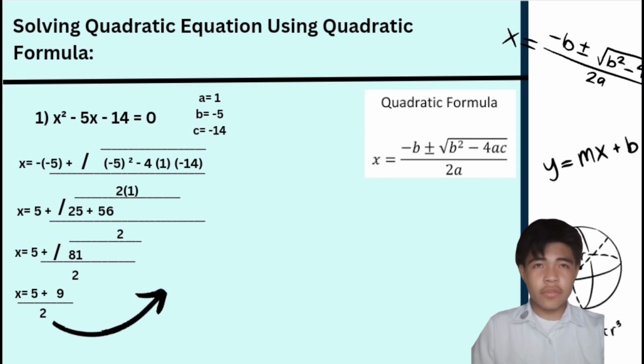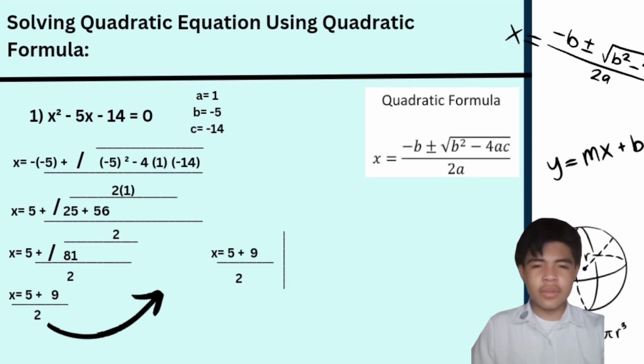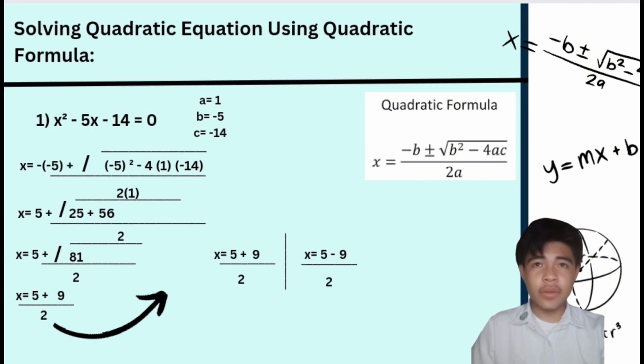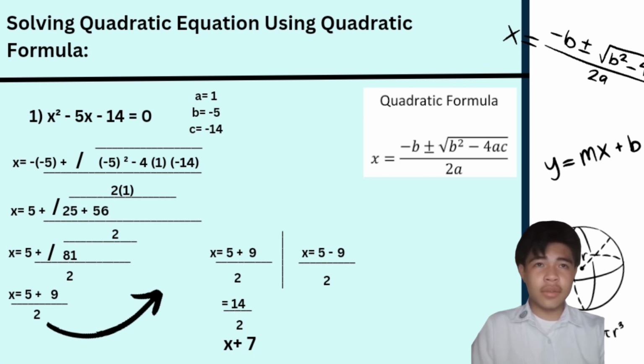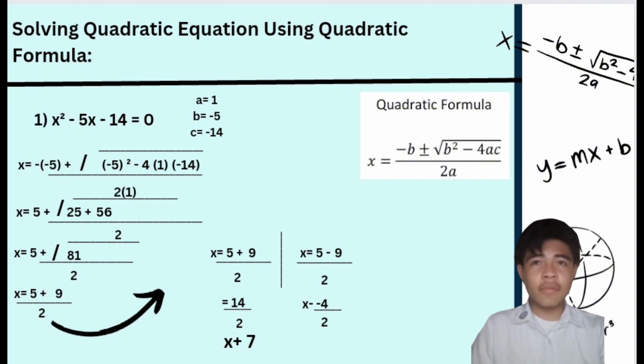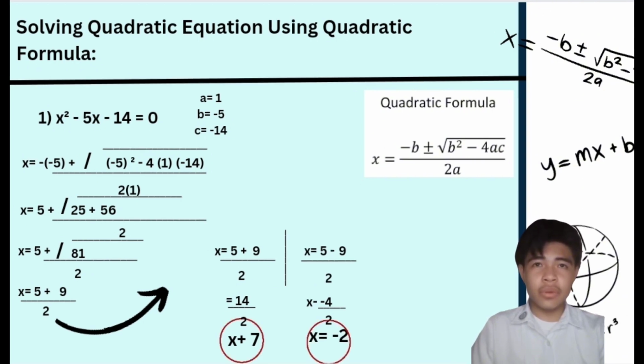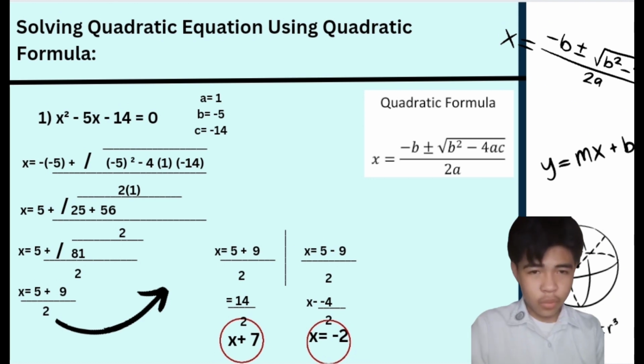So we have two values of x. So x equals 5 positive 9 over 2, then 5 minus 9 over 2. 5 plus 9 is equals to 14 over 2. Simplify, 14 divided by 2 is 7. Therefore, x is equal to positive 7. Next, 5 minus 9 is negative 4 over 2. Therefore, x is equals to negative 2. So, the values of our x is x equals to positive 7 and x is equals to negative 2.